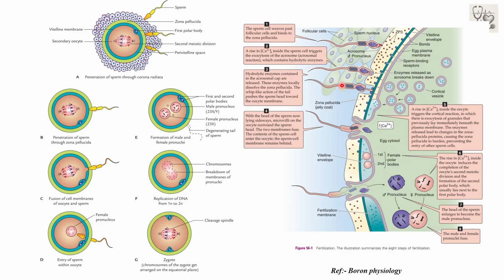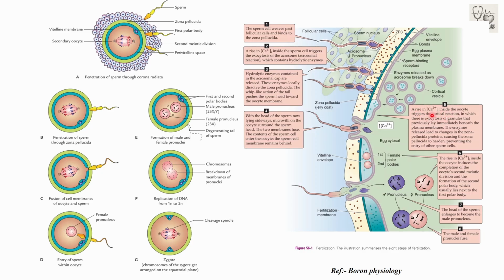The whip-like action of the tail pushes the sperm head towards the oocyte membrane. With the head of the sperm now lying sideways, microvilli on the oocyte surround the sperm head. We can see here, now the two membranes fuse, and the contents of the sperm cell enter the oocyte. The sperm cell membrane remains behind. Now in the fifth stage, what happens?